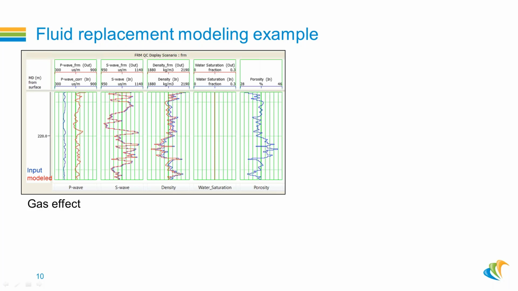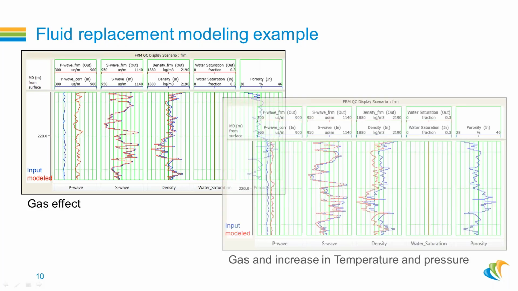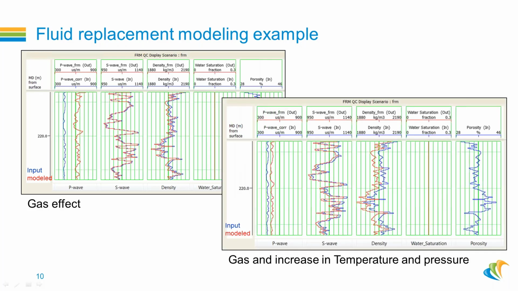That's one effect. So I can analyze different effects one at a time using this fluid replacement modeling. Or I can also combine, for example, changing the temperature and pressure, and see the effect of the increasing temperature and pressure in the reservoir. So you see that they have the variation happening at the P velocity, S velocity, and the density in the reservoir.